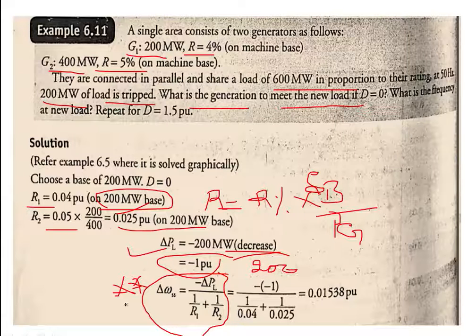unit. So then you can use this formula, delta omega SS. Under steady state condition, the change in speed is given by minus delta PL whole divided by 1 over R1 plus 1 over R2. R1 and R2 are called the regulating group characteristics, which are given in the problem. And the change in load with respect to the speed is given by delta PL, that is minus 1 PL. So we will get the change in speed.